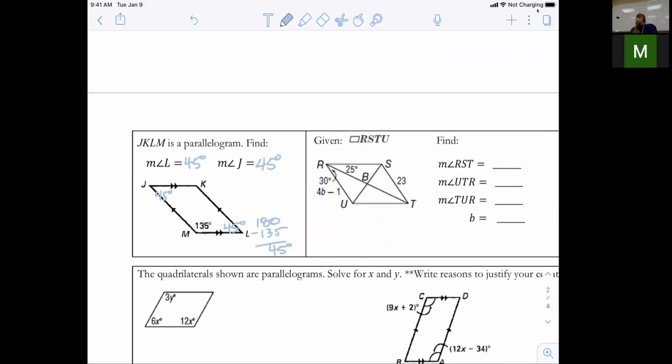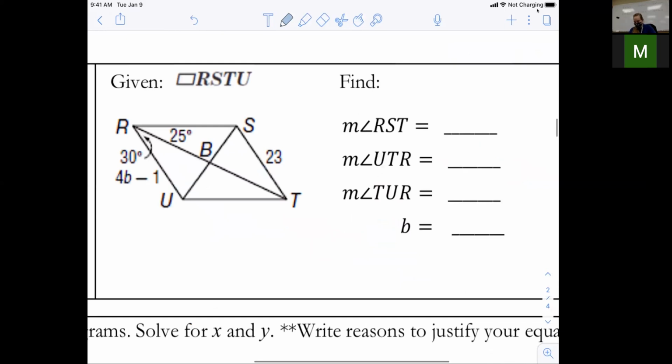Next problem. It gives us angles. We will find angles in a second, but I actually want to start finding little b. I'm going to find little b first, and that's right here. 4b minus 1, and that's RU. Who thinks they know how they want to start? Think for a second. How do you want to start solving that? How do you find a little b?